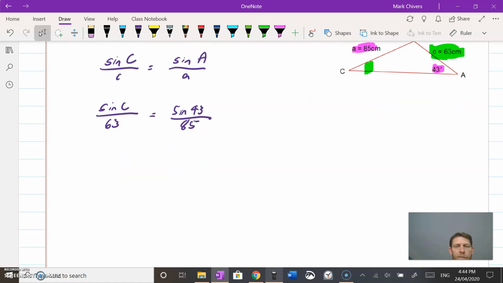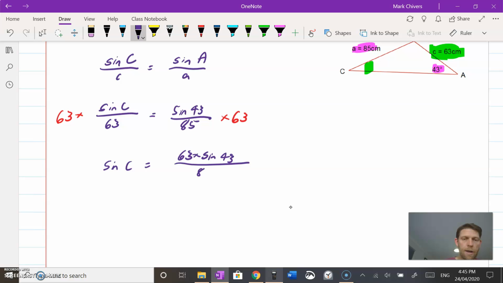So now, much like before, we just need to get sine C on its own. So if we multiply this by 63, we'll have to multiply the other side by 63 as well. And that's going to leave us with sine C equals 63 times sine 43 over 85. Now you could put that all in sine to the minus 1, but I'd be inclined to break this up, so I'd calculate that out first.